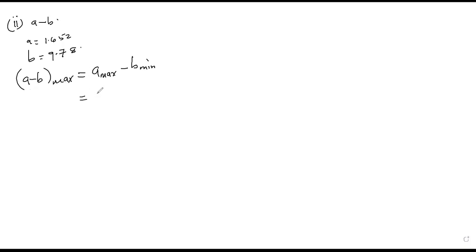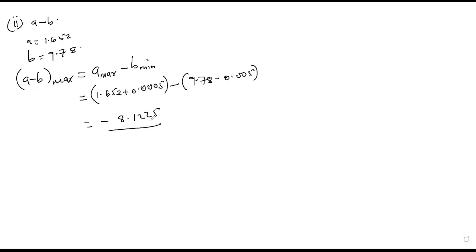So A maximum will be 1.652. When you're maximizing, we add, so it is going to be 0.0005. Count number of decimal places, then put a 5 at the end. Then minus B minimum. B minimum, we shall subtract now from 9.78. We subtract 2 decimal places with a 5. So the whole of this one will bring it to a negative value of 8.1225. This is the maximum value. Then we go ahead to get minimum value.